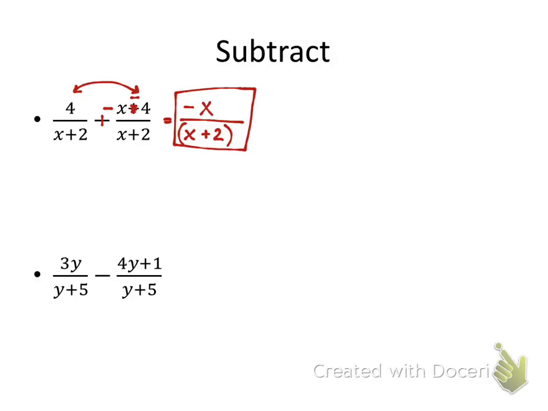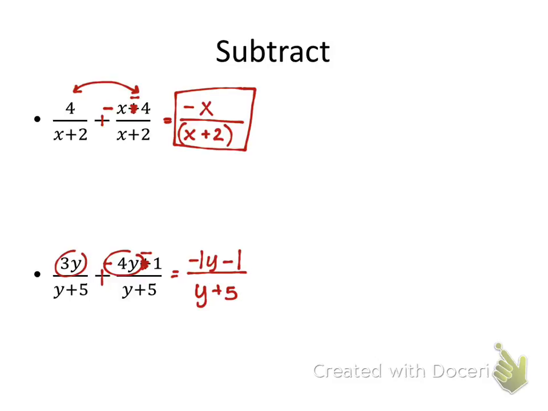Okay, next problem. We have y plus 5 as our denominator. Because it's a subtraction, I'm going to go ahead and change all the signs and make it addition. So I actually have like terms. 3y minus 4y is -1y. -1 doesn't have anything to combine with, so I write -1.